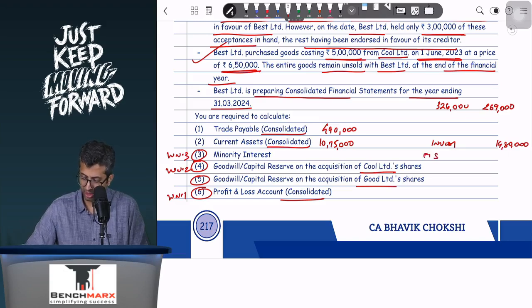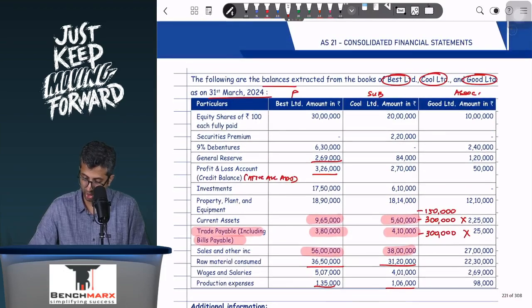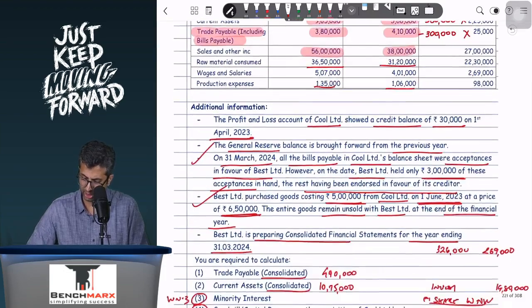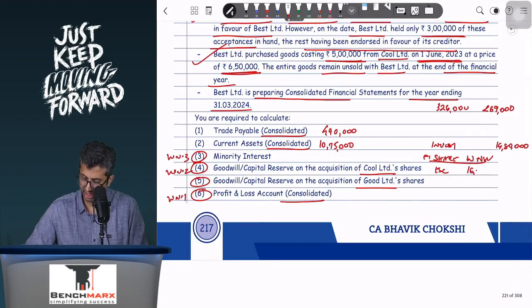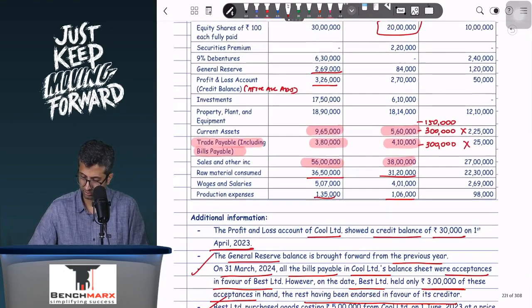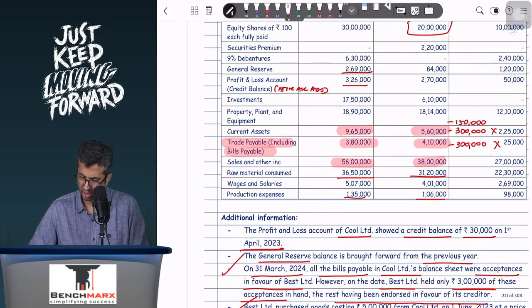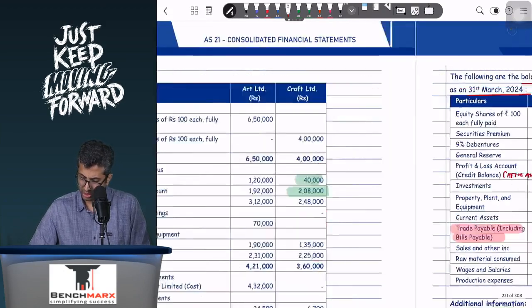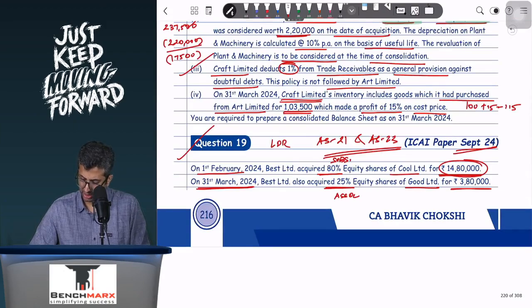And from this you will subtract my share in the net worth on 1st of February, out of which equity share capital of Cool will be 20 lakhs. 20 lakhs into 18%. Can I say 16 lakhs? So यहाँ पे ही आ गया. अरे बराबर क्या नहीं? So this is 20 lakhs into 18% and that is 16 lakhs.